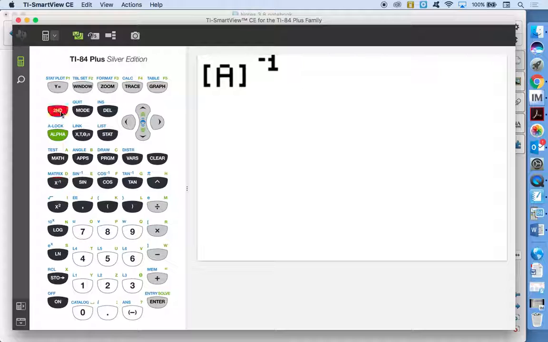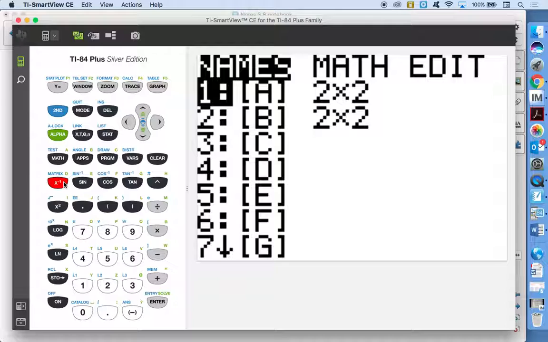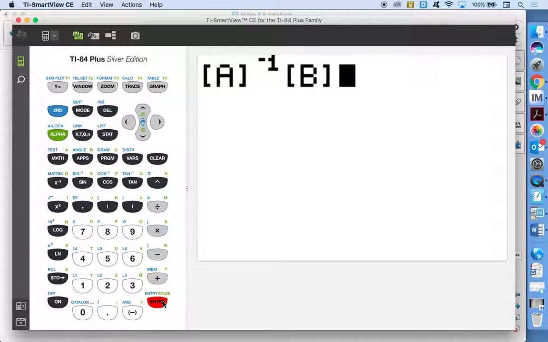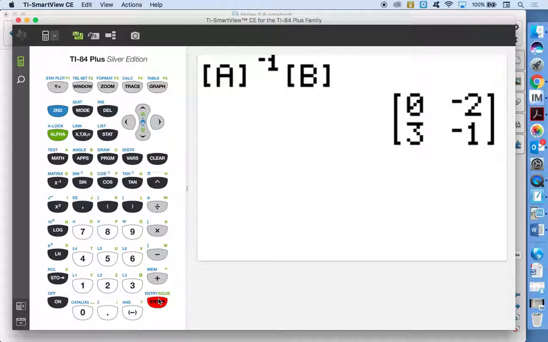And then one last time, I need to get the second matrix. So you have to arrow down so that B is bold. So right now, the calculator has information for A. It's going to calculate the inverse. And then it's going to multiply it by B. And when you hit enter, it will solve the equation for you. So we could do that by hand, we could multiply across the rows and down the columns, but the calculator can also help.